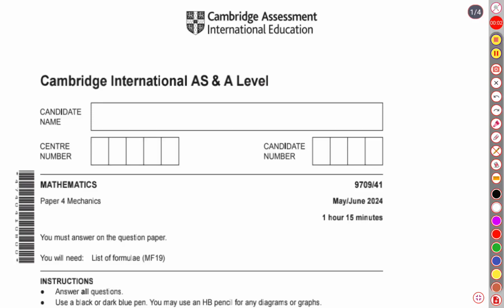Bismillahirrahmanirrahim. Welcome to MIT. Today we are going to solve a problem which belongs to kinematics, and this may be the second video on kinematics. And the question I have chosen is from paper 9709/41, that means it's an A level question paper. So the paper variant is 41. Let's see what the question is.